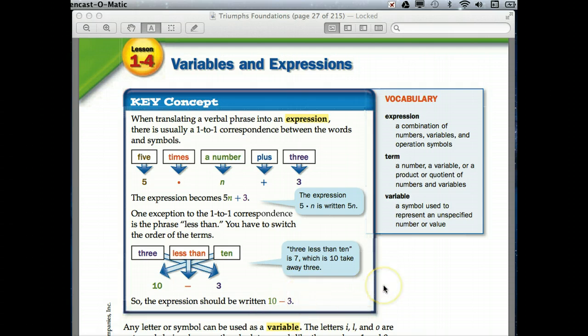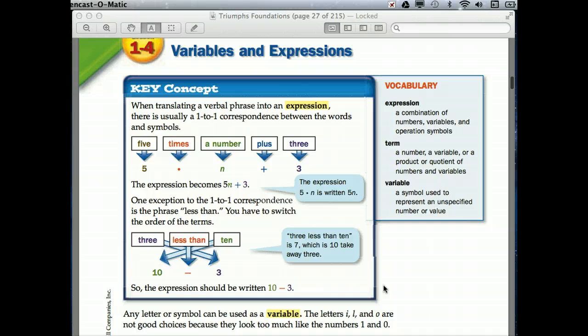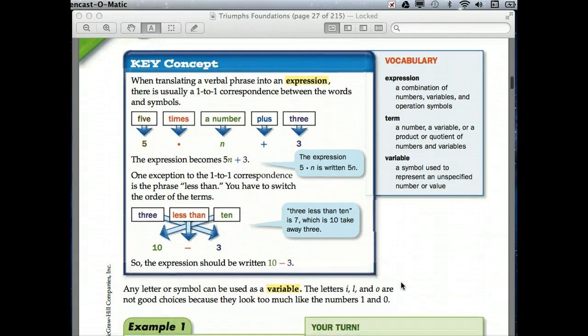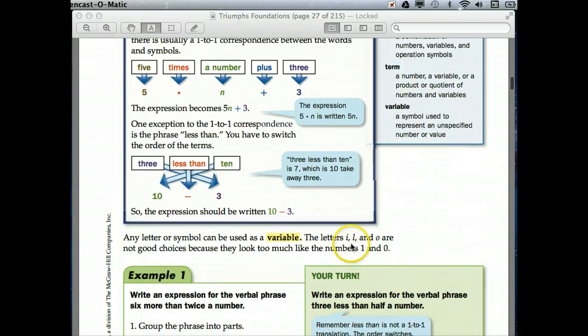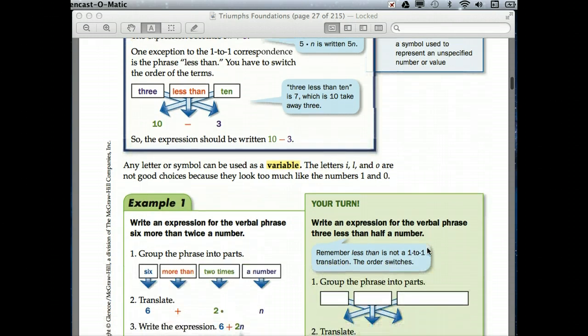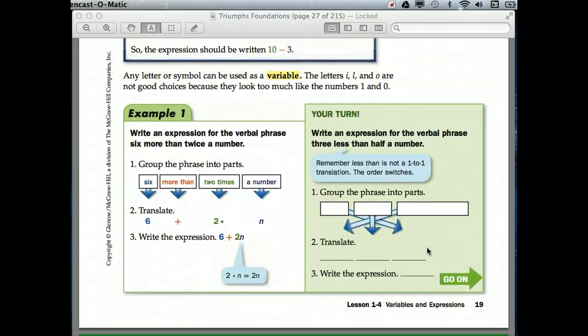Very good. Now there is one little note. When we're choosing letters or symbols and choosing a variable, let's not choose the letters I or L or O. They're not good choices because they look too much like the numbers 1 and 0. So that starts to get confusing. Okay, let's look at an example together. So let's first of all read what it says. Write an expression. Okay, so now we know what we're going to be doing.